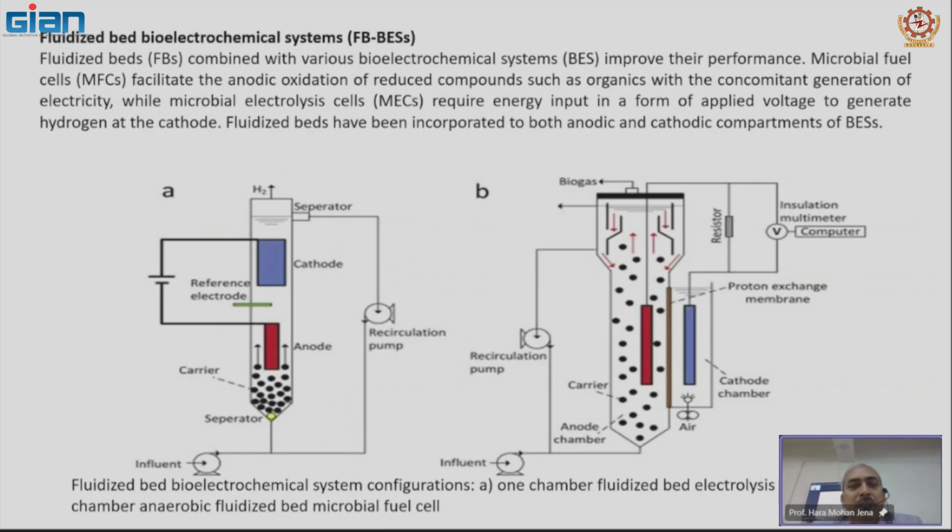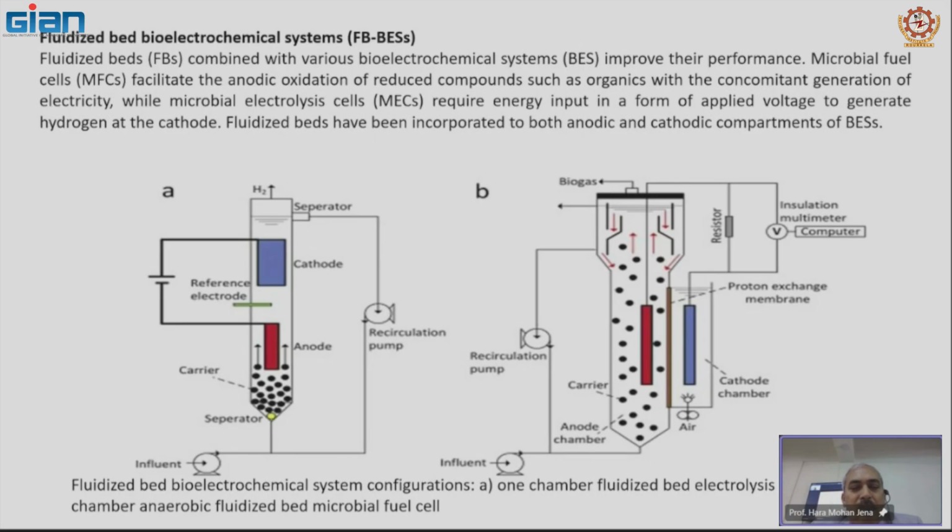Microbial fuel cells facilitate the anodic oxidation of reduced compounds such as organics with the concomitant generation of electricity, while microbial electrolysis cells require energy input in the form of applied voltage to generate hydrogen at the cathode. So fluidized beds have been incorporated into both anodic and cathodic components in bioelectrochemical systems.